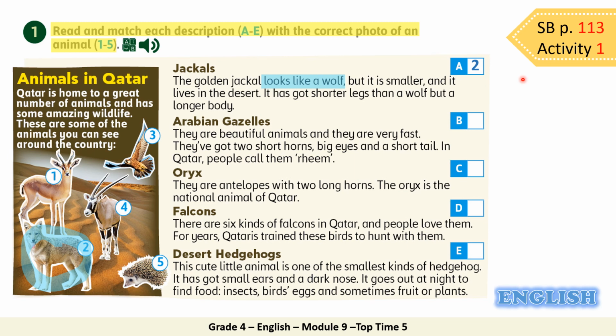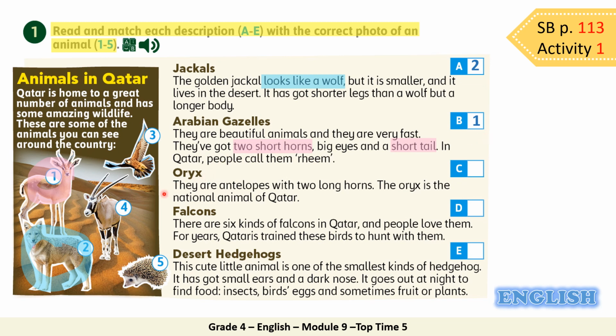Welcome back. Let's check our answers together. Arabian gazelle. Actually, we're talking about 2 short horns and a short tail. Which animal has it? We have this animal here and this animal here. Both have horns. But actually it says short tail. So I think it's picture 1. That's correct. B is connected with picture 1.